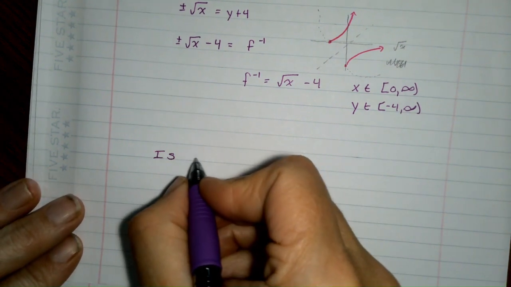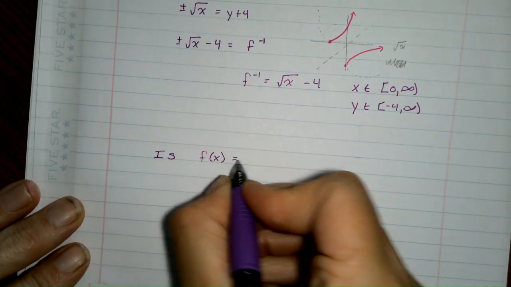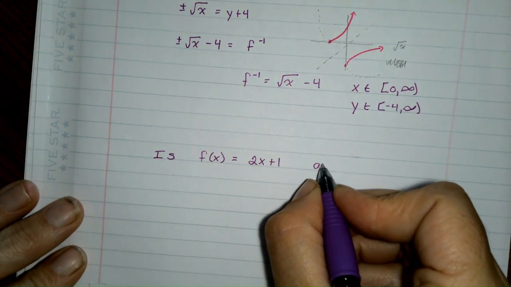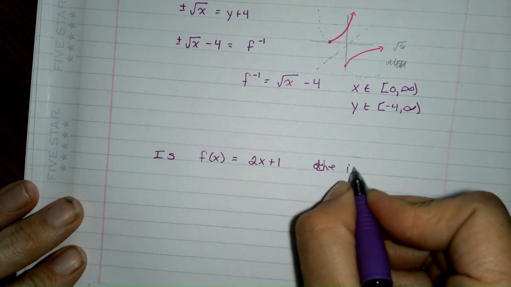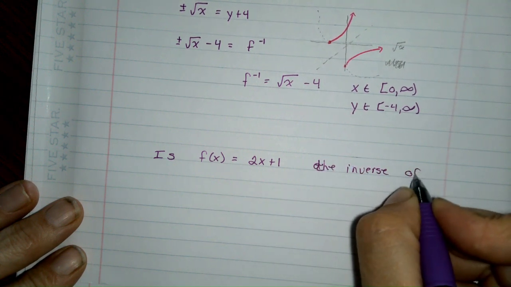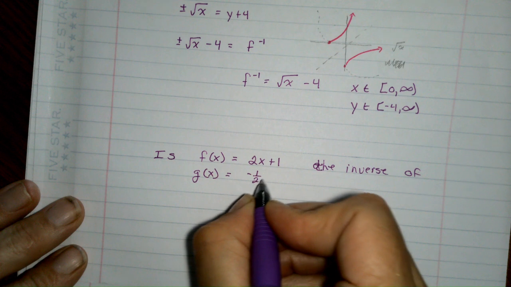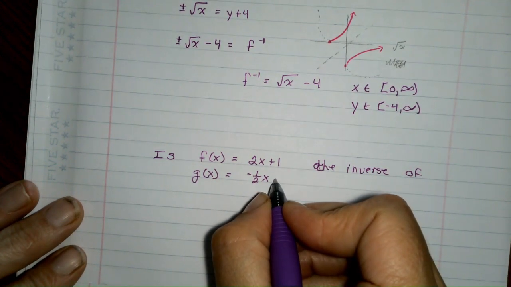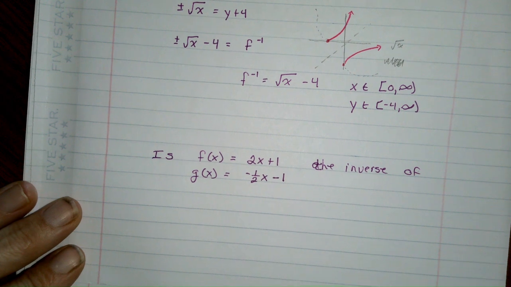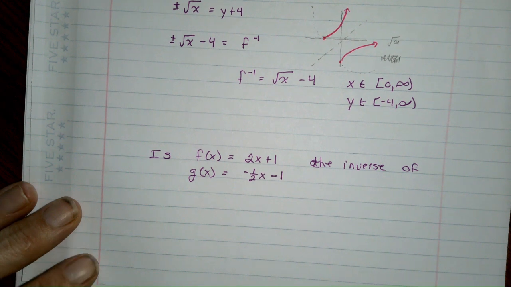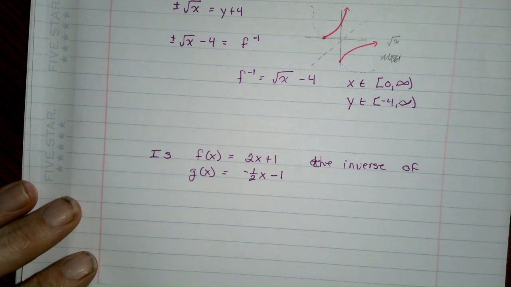Is f of x equal 2x plus 1 the inverse of g of x equaling negative 1/2 x minus 1? Yes or no? Okay, well, there's two ways we could do it. We could graph it and see if they perfectly fold. But I know a lot of students are like, oh, graphing again. We could test a couple of ordered pairs, but that's not a guarantee.